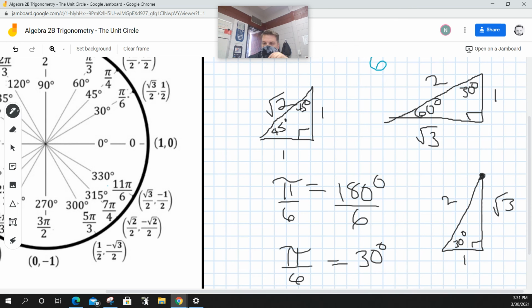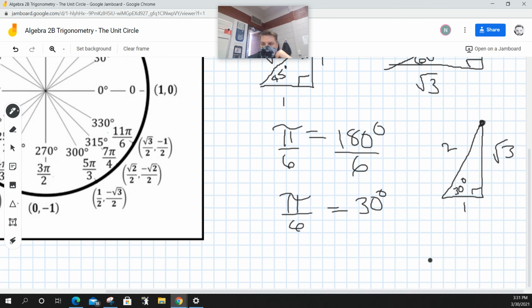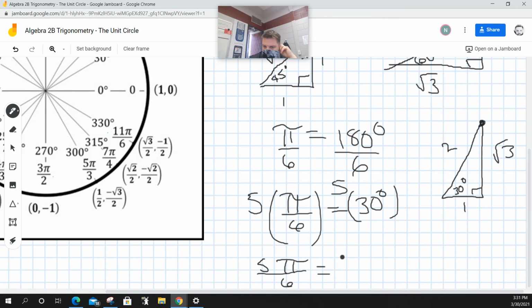So then what does this mean? Well, on the grid, the 30-degree one is going to be theta. It depends on what situation you're in, but when you have 5 pi over 6, that means that we multiplied this by 5 pi, and that means that we multiplied this by 5 pi, on both sides of the equal sign. So 5 pi over 6 is equal to 5 times 30, which is 150 degrees.